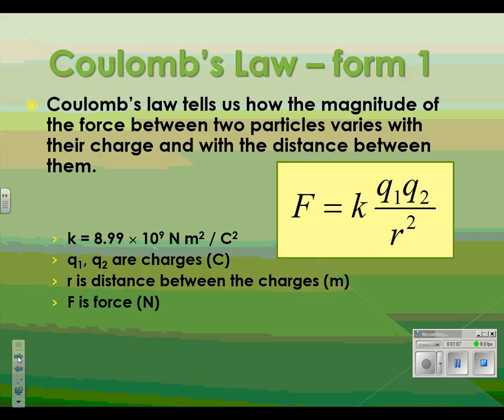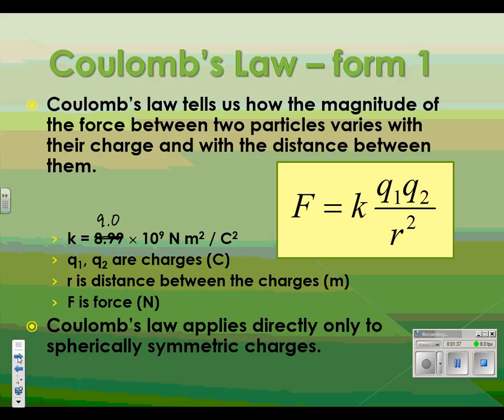So even though on here it says 8.99, we will use 9.0 because that's what it says on your formula chart. And then the Q's are for charge, and they are in coulombs. R is for your distance between the charges, and it will have to be in meters. And then F is your force, and it'll be in newtons. So this is the most familiar one that you might have seen before, which we've talked about in our previous classes. Coulomb's law applies directly only to spherical, symmetrical charges. So it's really important that you understand that.